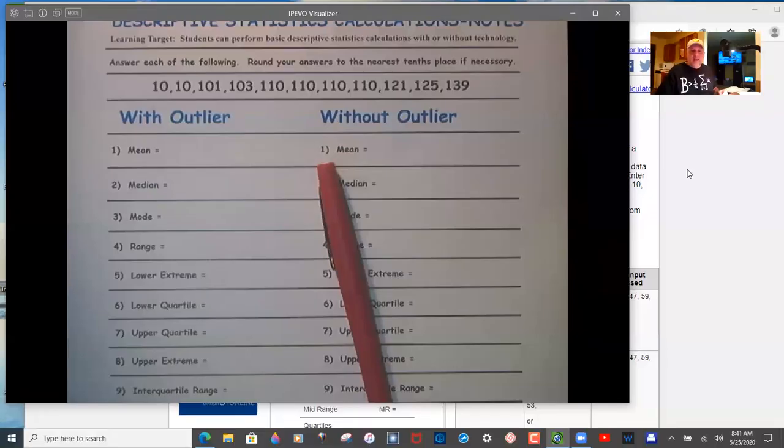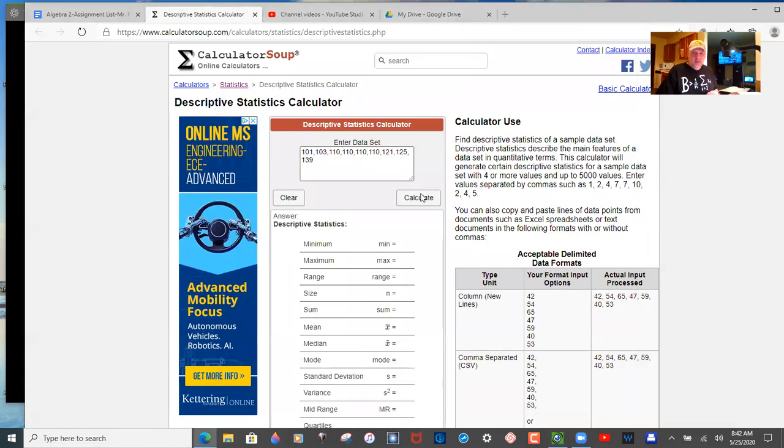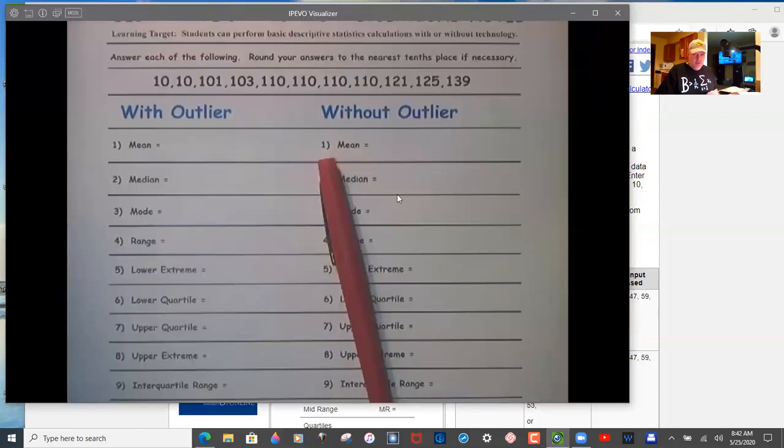These are the notes for the second assignment, descriptive statistics calculations. The first page of your third assignment is also the same kind of thing, so you might want to try to do that today also. I'm going to show one of these by hand and then one using Calculator Soup. What a name for a website that does descriptive statistics calculations. It's already pre-entered, and I'm using that just to quickly get the values for the second column.